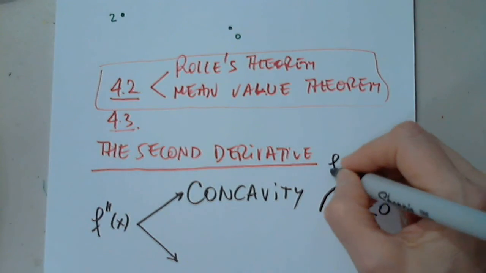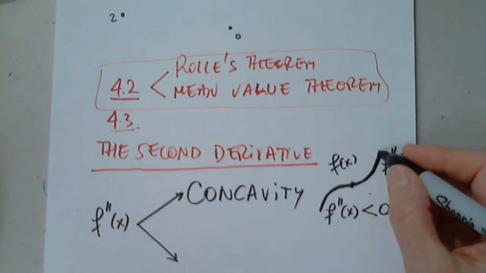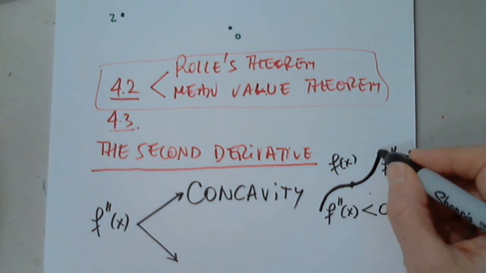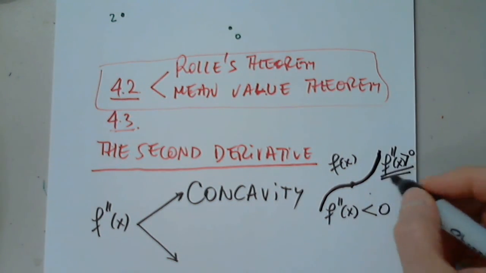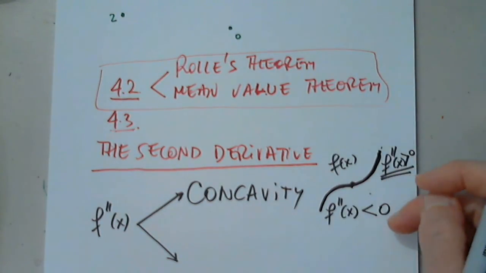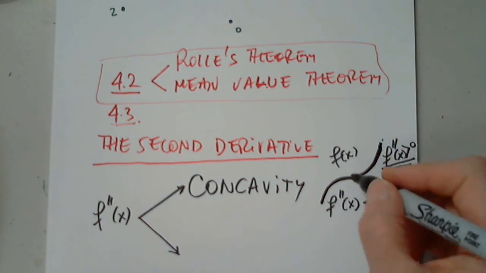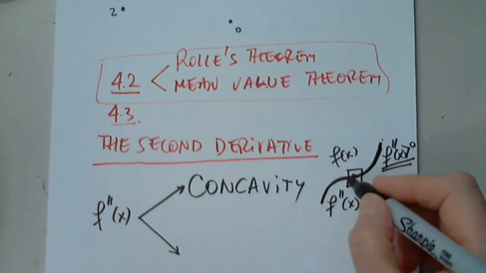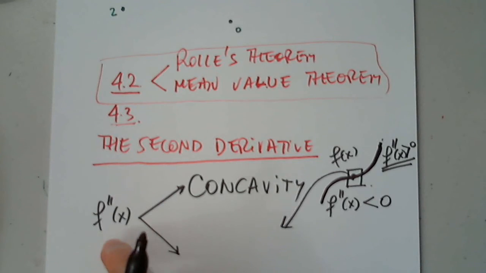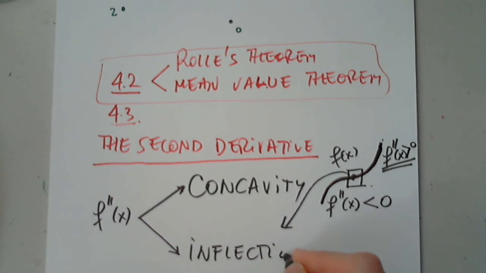So this is the graph of f of x. Concave down, concave up. Second derivative positive, concave up. Second derivative negative, concave down. And this is a very important point. This is called, and this is the second thing we learned from the second derivative, inflection point.